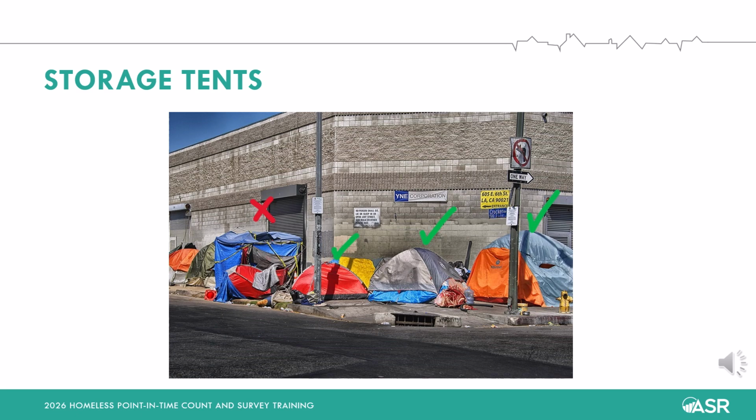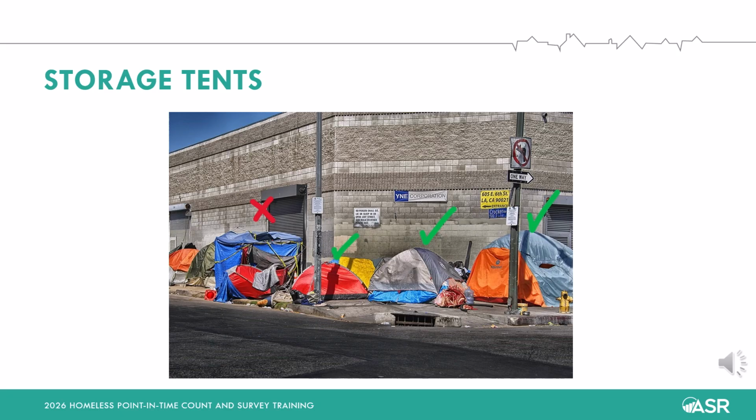On this slide, we would like to clarify the difference between a storage tent and a tent intended for human habitation. When entering in tents into the Survey123 app, you want to be sure that the tent you are submitting is intended for sleeping rather than as storage for someone's belongings. The 3 tents on the right side of the image are all tents we would consider to be sleeping tents. There is no sign that these tents would be solely for the use of protecting anyone's belongings.